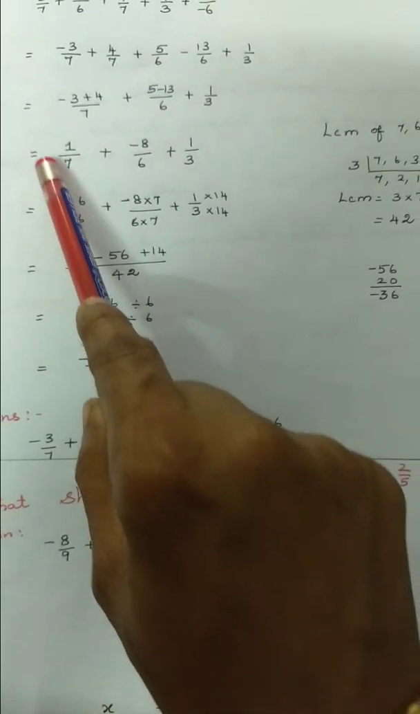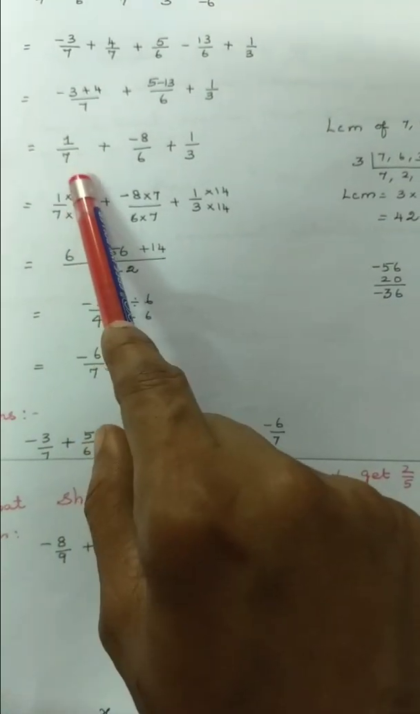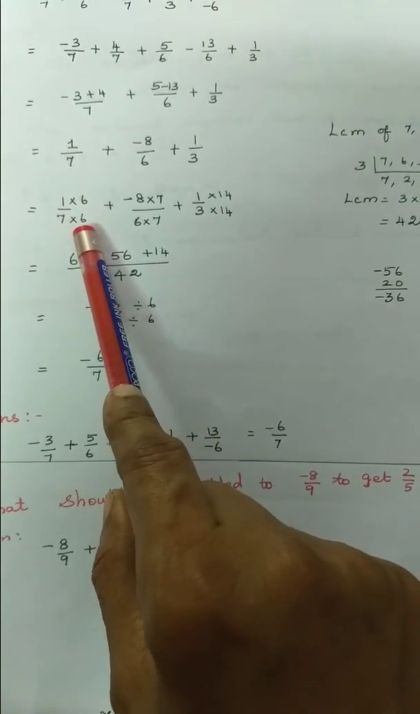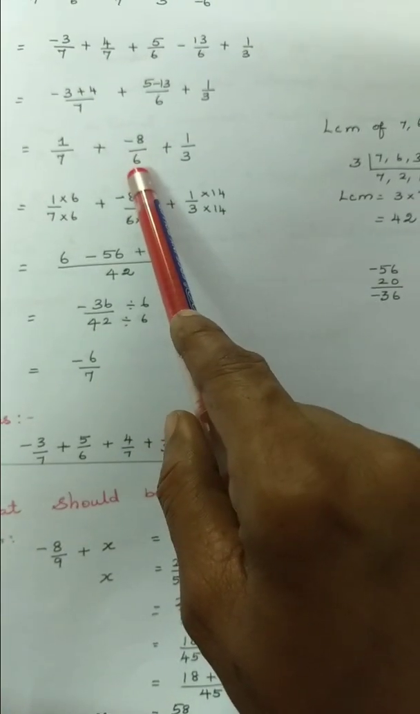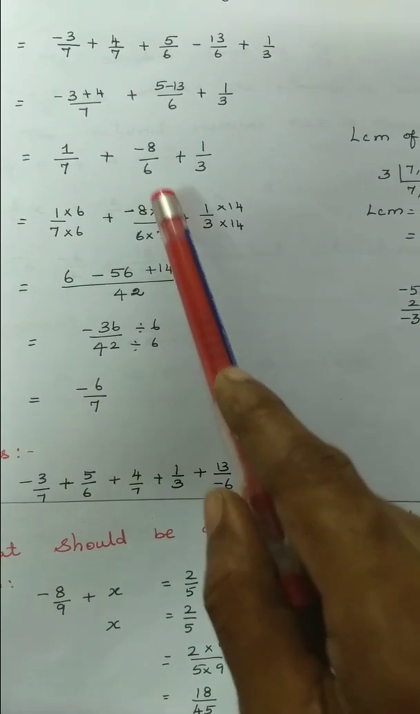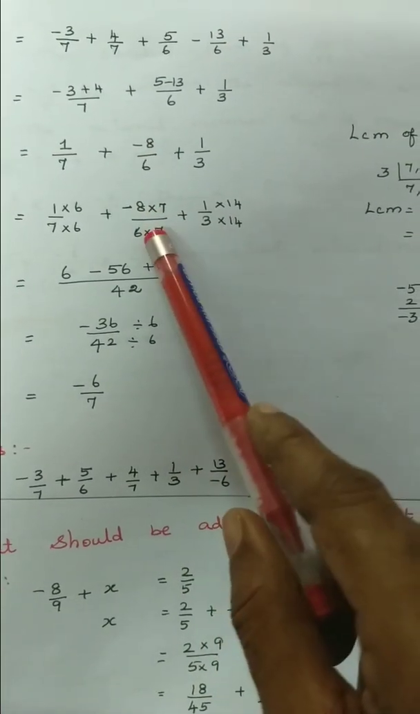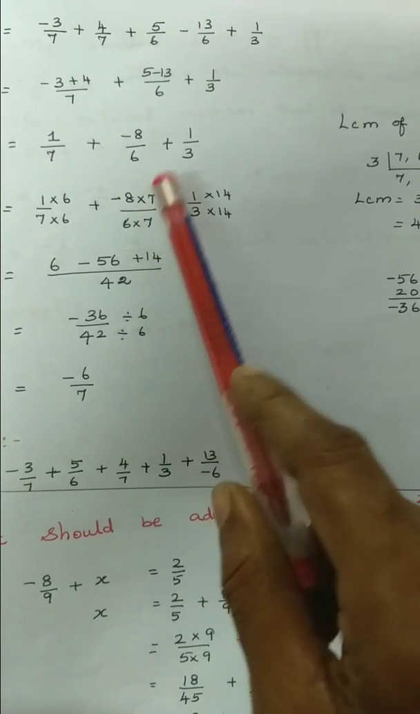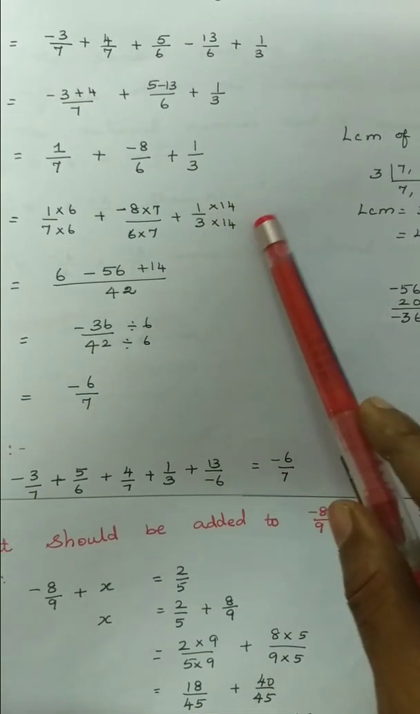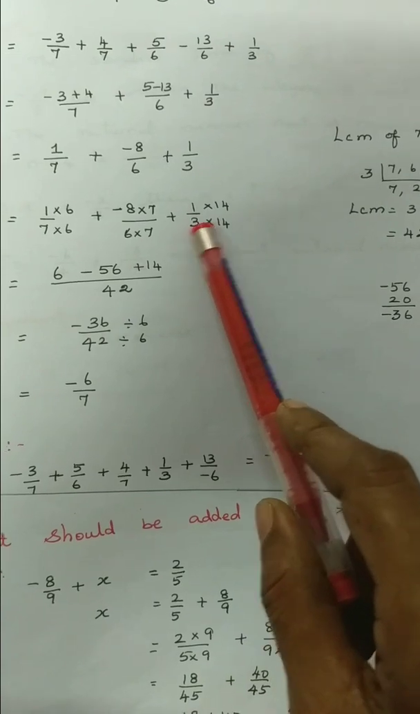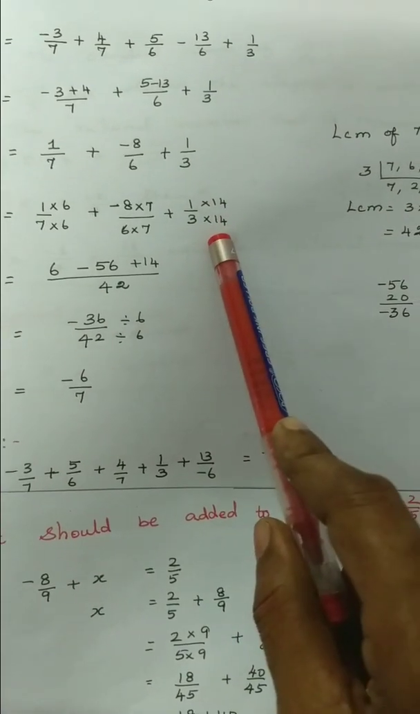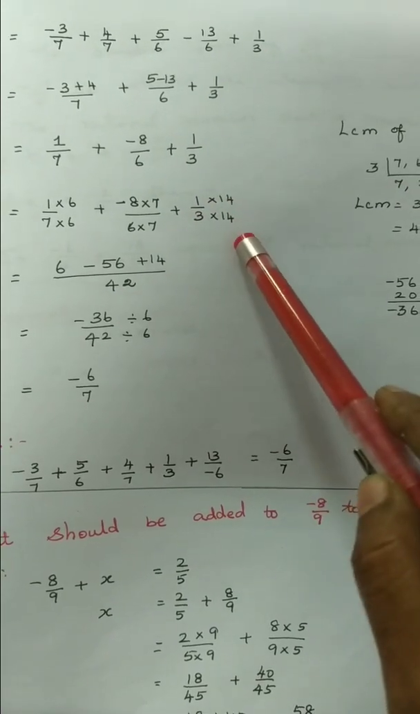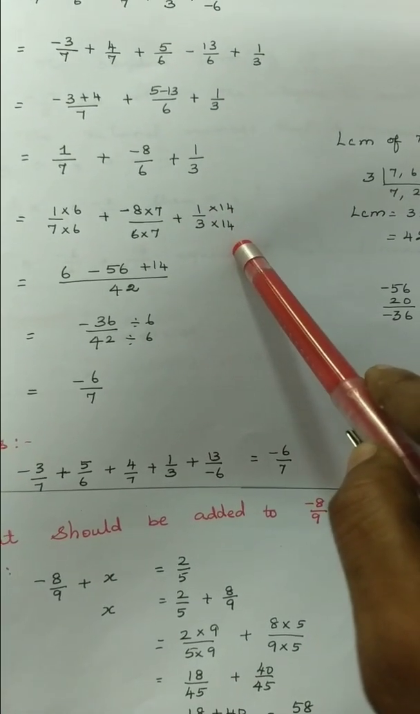Now in the 7 table, 6 times is 42, so you are multiplying 6 on both numerator and denominator. Then in the 6 table, 7 times is 42, so you are multiplying 7 to the numerator and denominator. Here in the 3 table, 14 times is 42. So you are multiplying both numerator and denominator by 14.